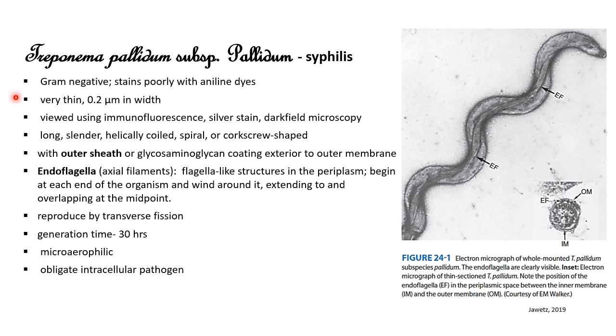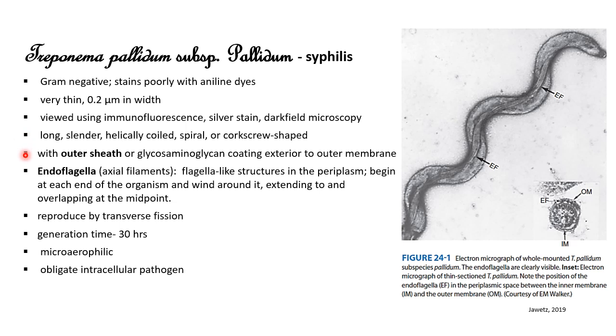It is very thin, with a width of 0.2 micrometer, which is at the limit of the resolving power of the bright field microscope. Because of this, the spirochete is viewed using immunofluorescence or after staining with silver stain or with the use of dark field microscopy. It is described to be long, slender, helically coiled, spiral, or corkscrew in shape.